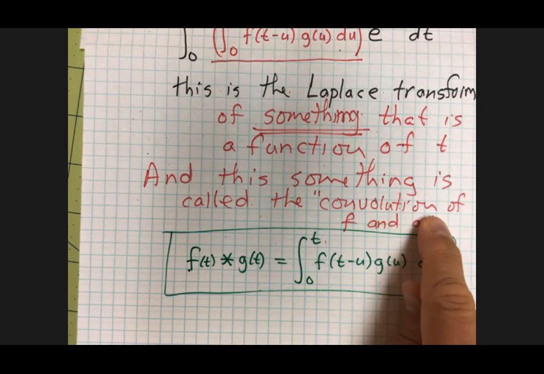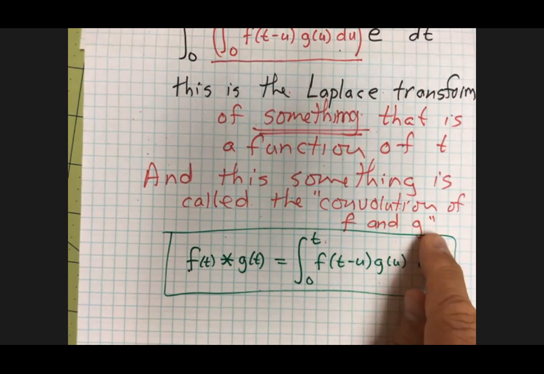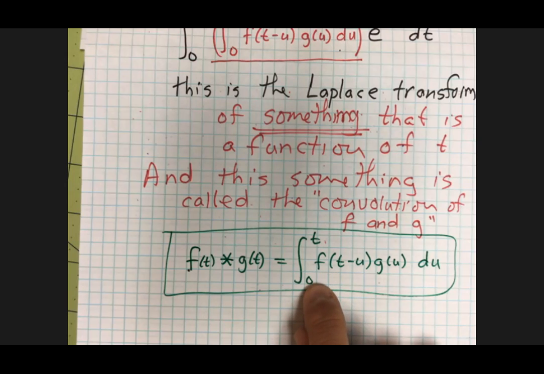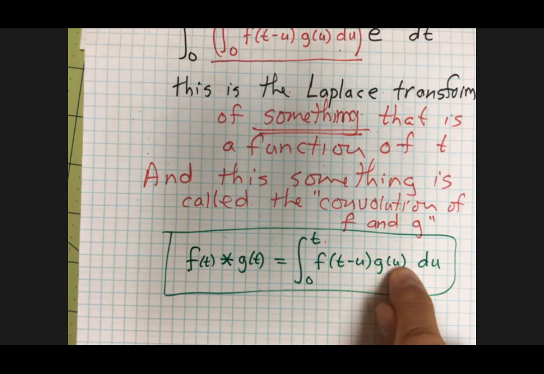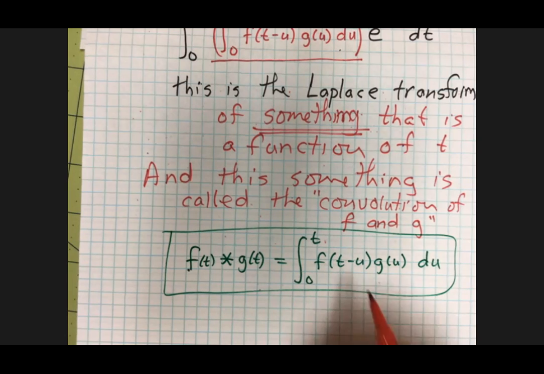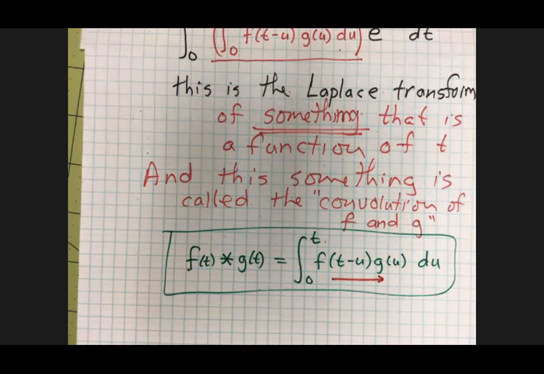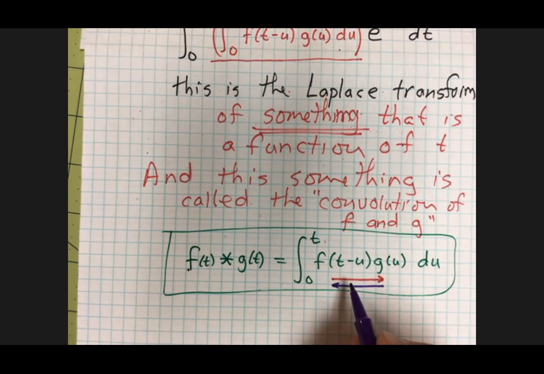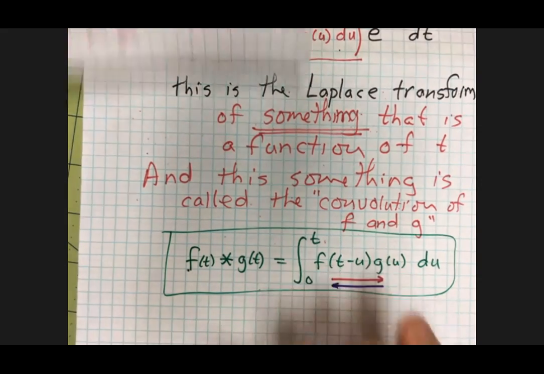How is the word convoluted used in English? It's not a perfect example, but you know, he gave a convoluted presentation. That means the presentation was all mixed up, right? Well, this is kind of a way of mixing up f and g. In fact, if you look at it, when you start at zero for the variable u, it'll be t and zero here. And what you're doing is you're kind of mixing the values of f going one way and the values of g going the other way. You are convoluting or mixing up the values of f and g in a funny way.